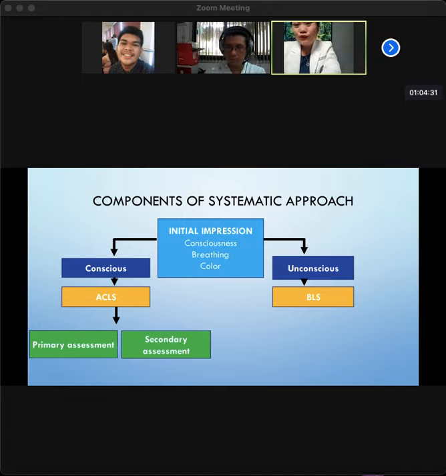Of course, tutulong kayo, di ba? Kasi konsensya naman, di ba?